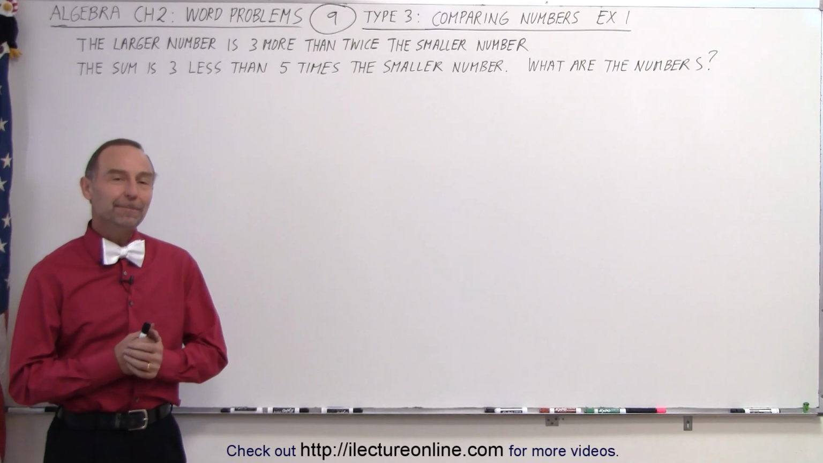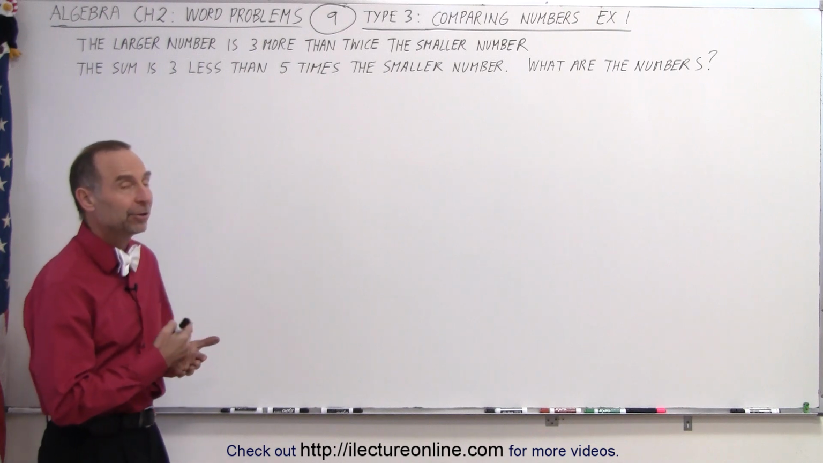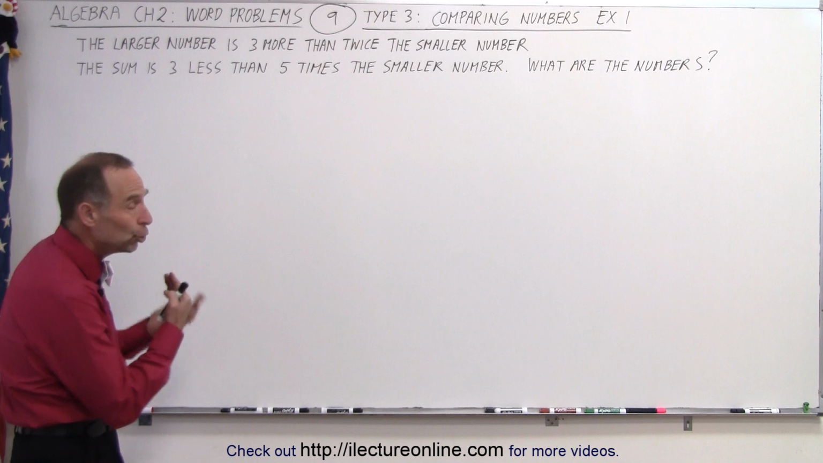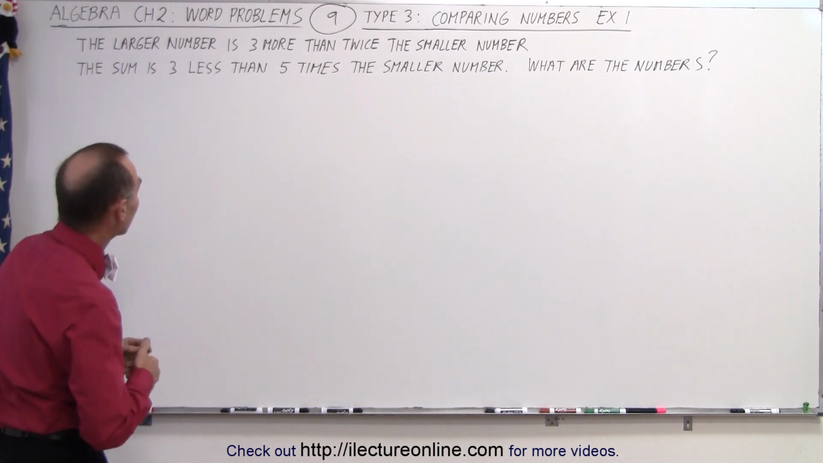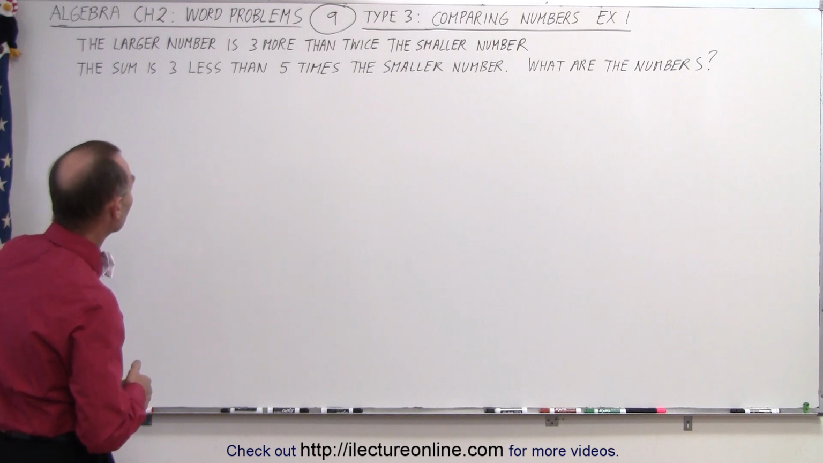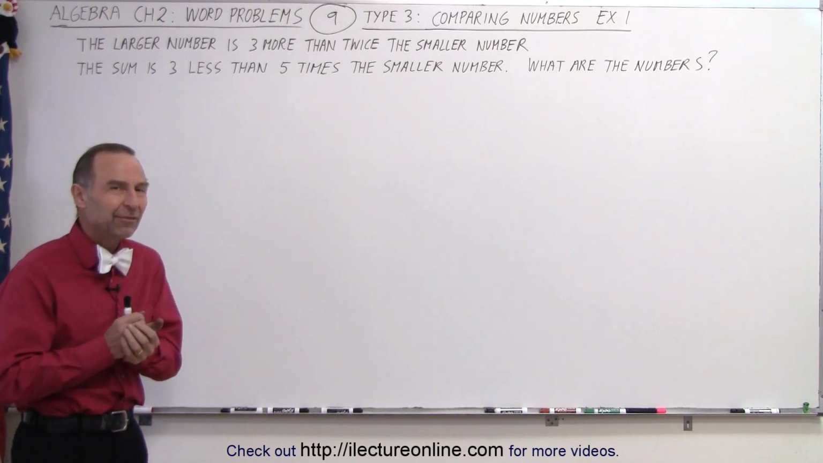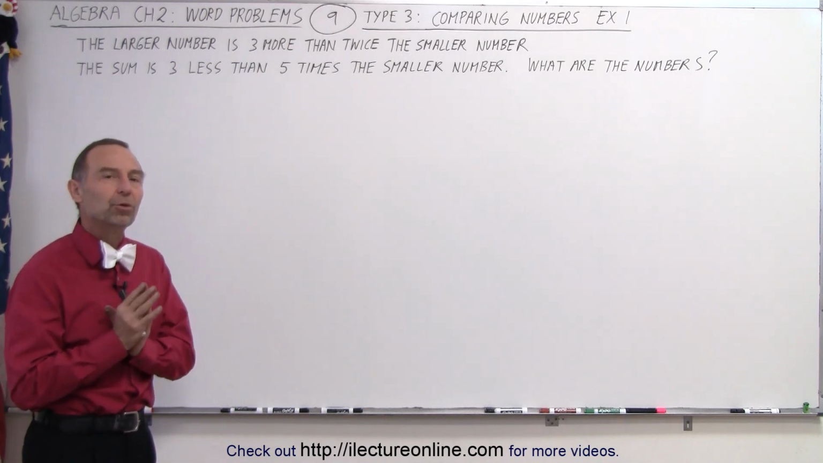Welcome to Algebra Online. Now we're ready for the third type of word problem dealing with comparing numbers. Now this one is a little bit different in that we're dealing with two numbers, but we're not told what either one of them are. In other words, we're told that the larger number is 3 more than twice the smaller number, but we're not given the value of either one. But we are given some other relationship between them.